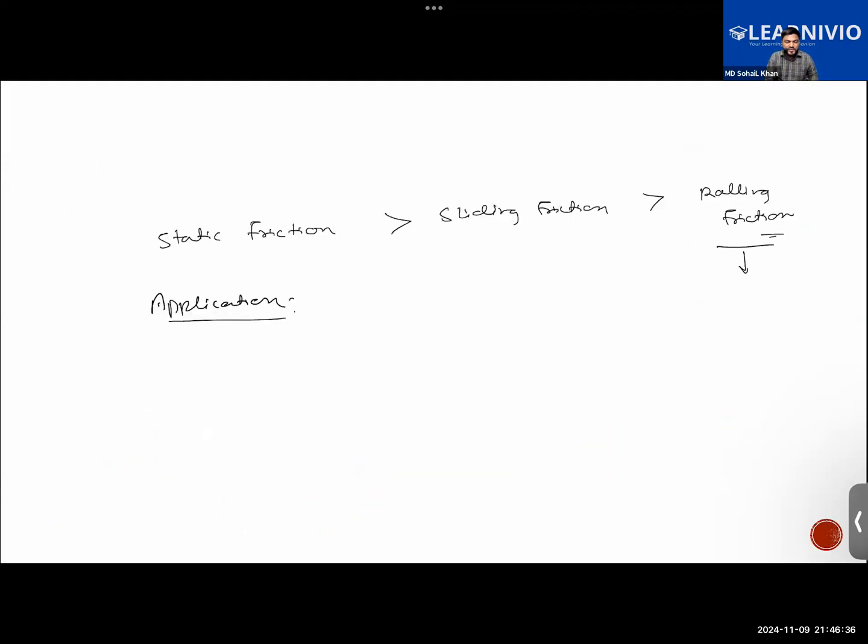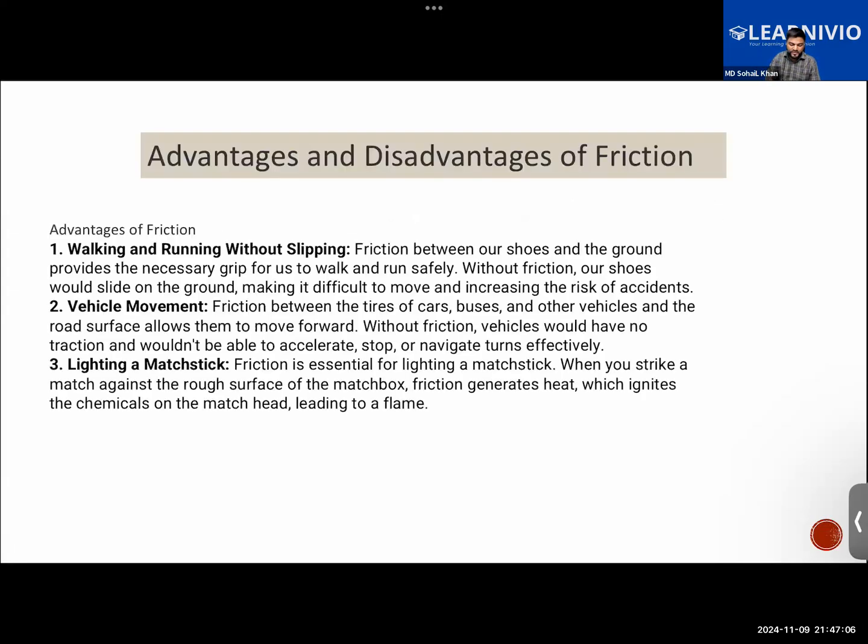Further, we learned that since the object will be at rest in the case of static friction, static friction has the maximum magnitude. Once the object starts to move, the type of friction it experiences while sliding is the sliding friction. It is slightly less than static friction. And when the object is rolling over another object, the resisting friction it experiences is the rolling friction which we have discussed.